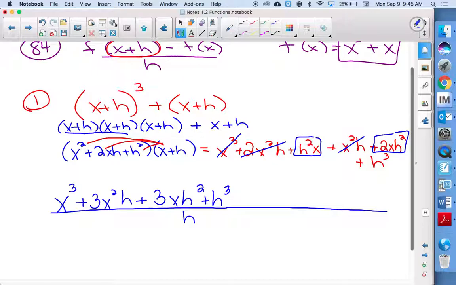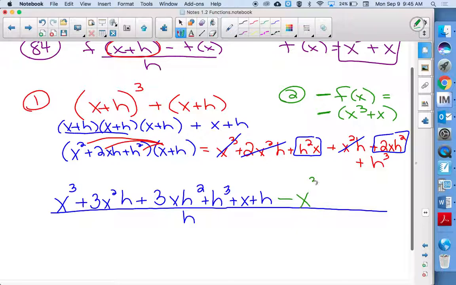And then next to that, we still have an x and an h. So that's my first step. All of those pieces make a huge expression there. Step 2 says to take f of x and subtract it, or make it all negative. So that means I have to make x cubed plus x become negative, and I'm going to place that with my fraction as well. So now I have negative x cubed and negative x.